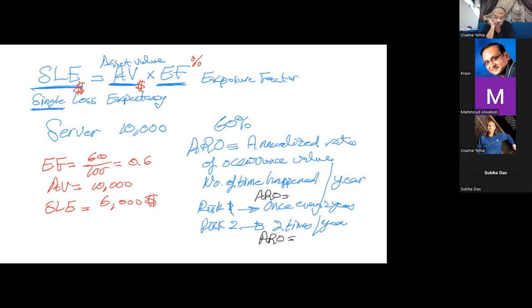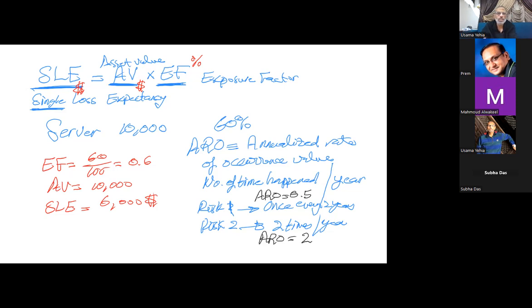No, wrong. What is 12? 12 is the number of months in a year. Why are you speaking about months? Did I mention months in my definition? Okay, so in that case, annualized rate of occurrence. In the first one, it is once every 2 years, so it is 0.5, and in the second, 2 times in a year, that means it is 2. Yes. Well, how to calculate it?